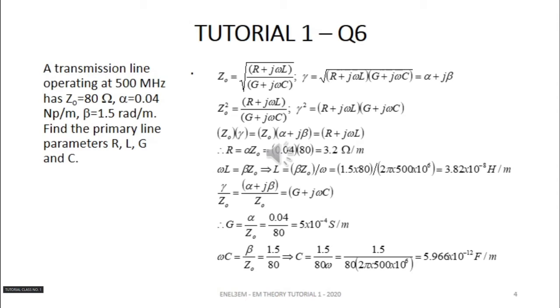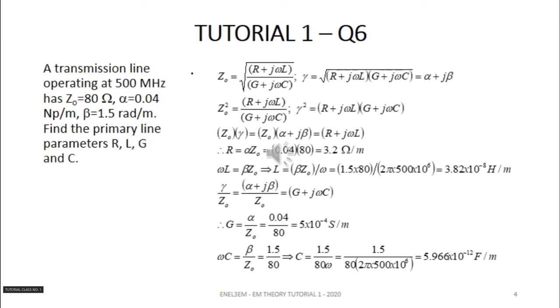Now, when you look at the imaginary part, which is omega L, that gives us Z0 times beta, and therefore L is beta Z0 over omega. And when you calculate that, you find that your L is 3.82 times 10 to the minus 8 henries per meter, or 38.2 times 10 to the minus 9 henries per meter.